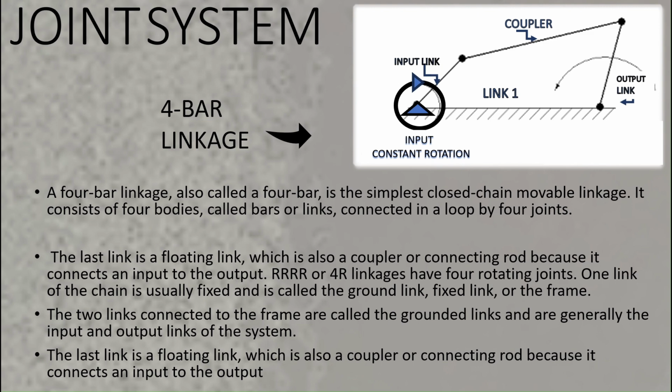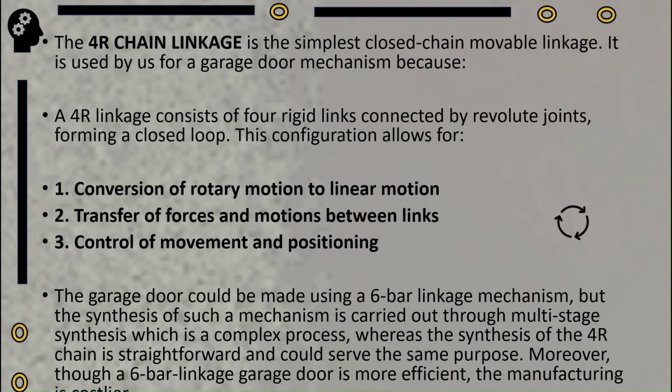The 2 links connected to the frame are called the grounded links, and are generally the input and output links of the system. The last link is the floating link, which is also a coupler or connecting rod because it connects the input to the output. The first closed chain movable linkage.